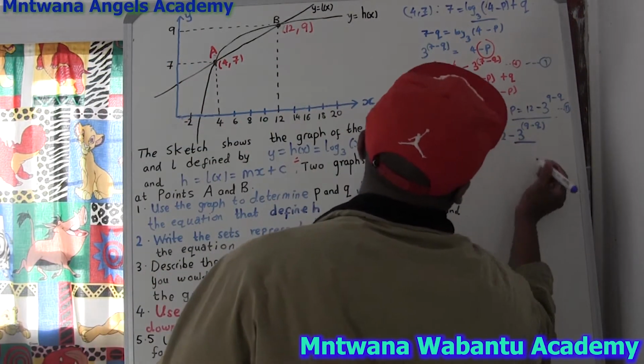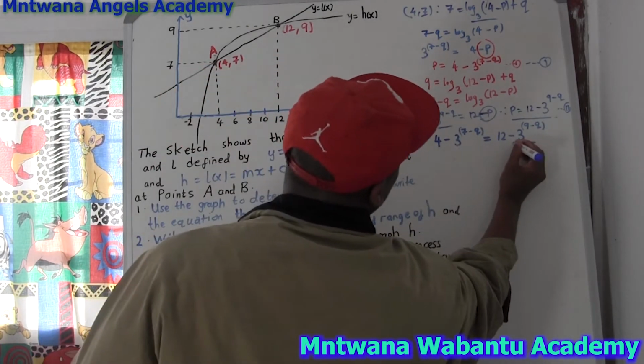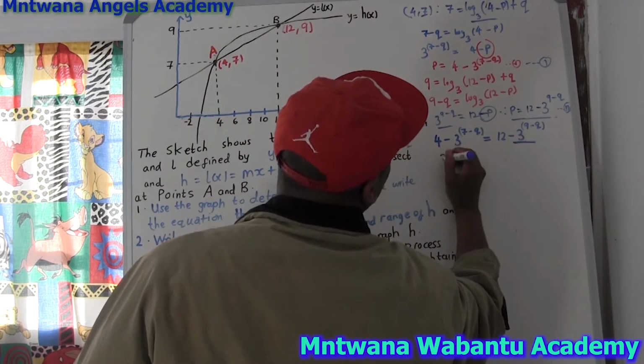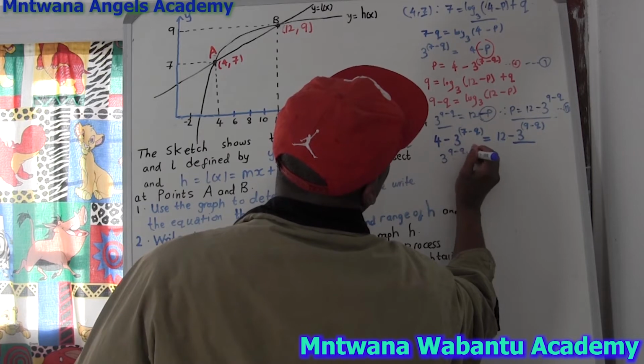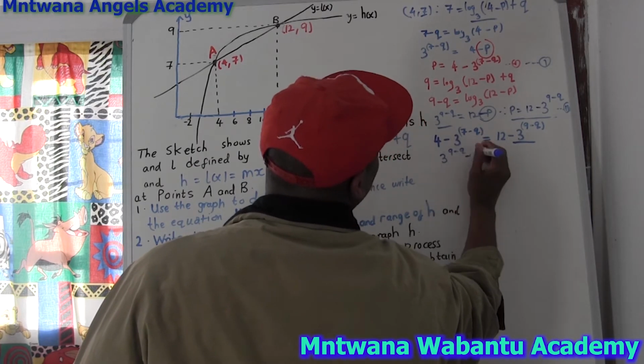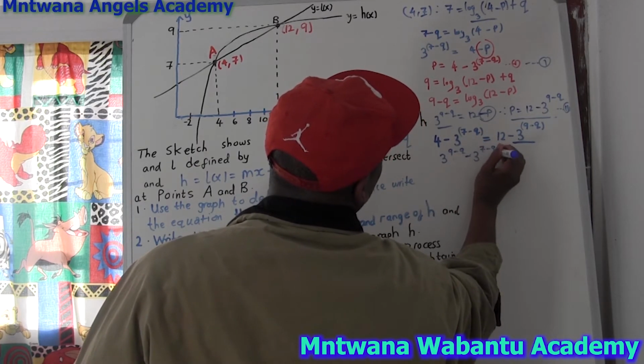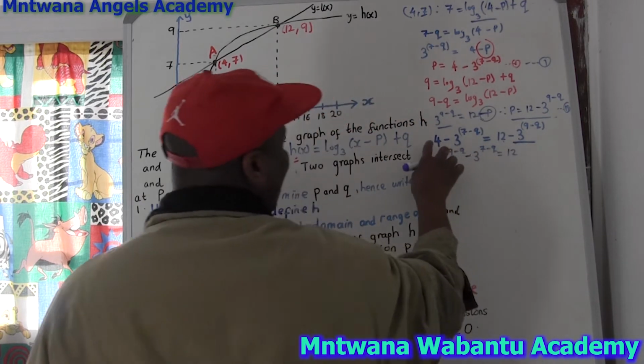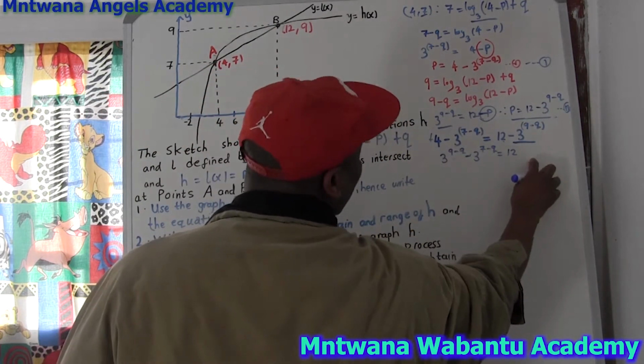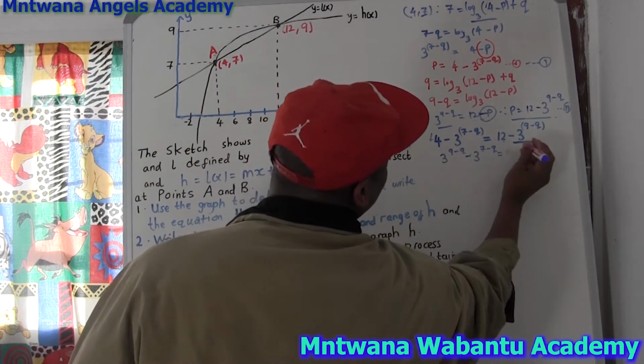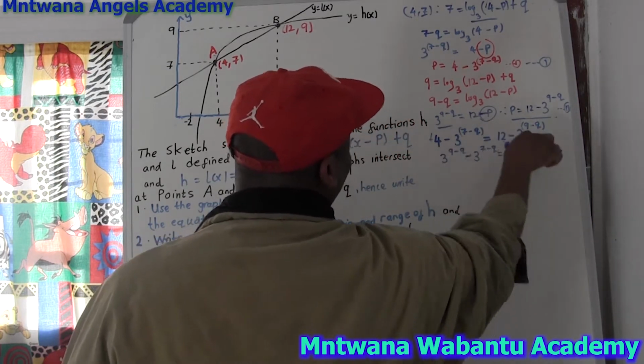So now this is going to go to the right. So here, if this goes to the right, it's going to become positive. So it's going to become positive 3 power 9 minus q, and then this is minus 3 power 7 minus q. And then this side we have 12, and then this 4 is positive. When we go over, it's going to become minus. So 12 minus 4 is going to be equal to 8.